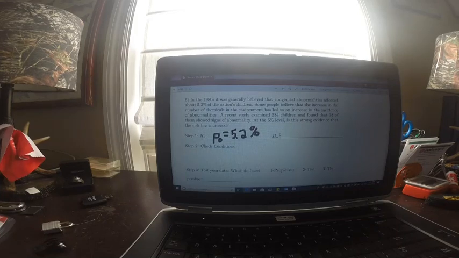Okay, your alternative hypothesis here. What they were looking for here is an increase in the incidence of abnormalities. So they think that it has increased. So they think it's going to be greater than 5.2%.